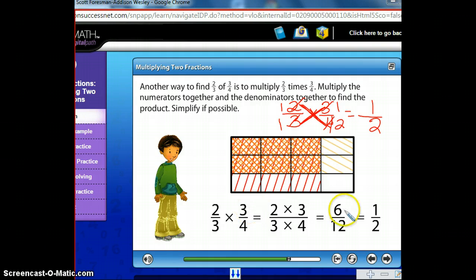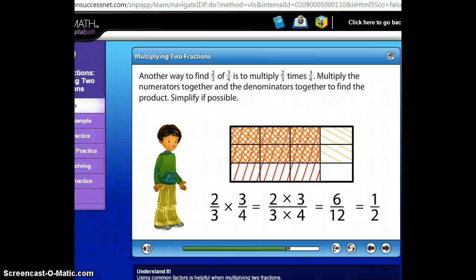2 times 3 is 6. 3 times 4 is 12. Okay? This just saved me a step here. Here now I have to look and see that I can reduce further. By cross canceling, we're putting it in simplest form right away. Okay? But either way is fine. As long as you're getting the correct answer, that's what counts.